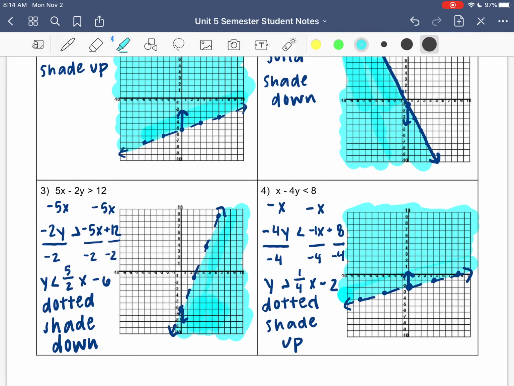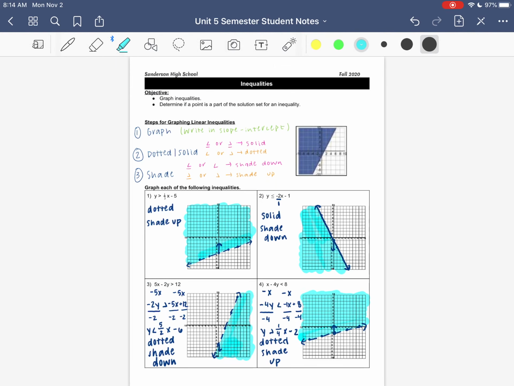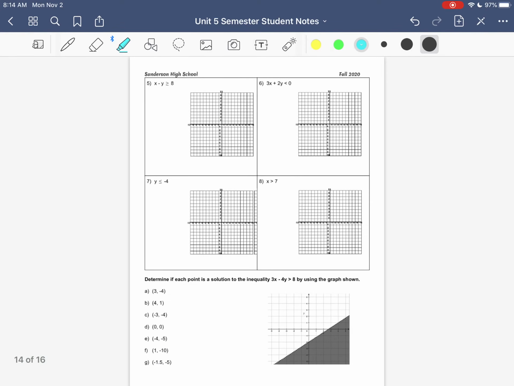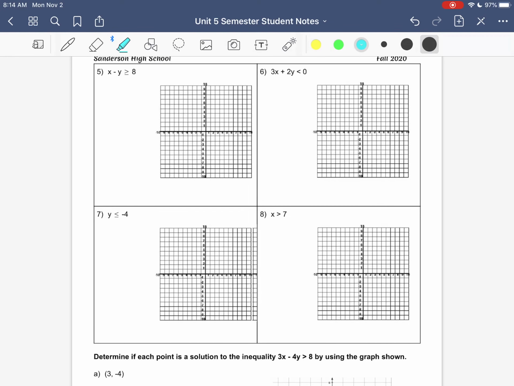We've got quite a few more examples on the next page for you. At this point, I think you're probably ready to try 5 and 6. Go ahead and pause and give those a try. And then restart when you're ready, and I'm going to just go over those pretty quickly.